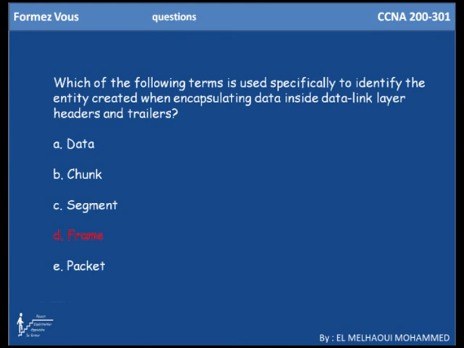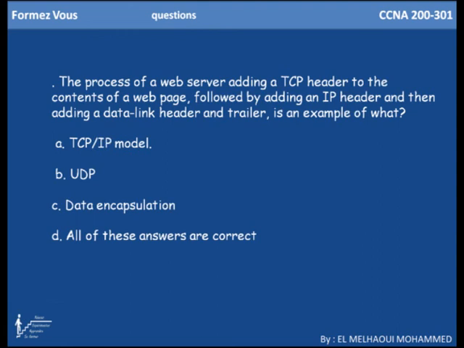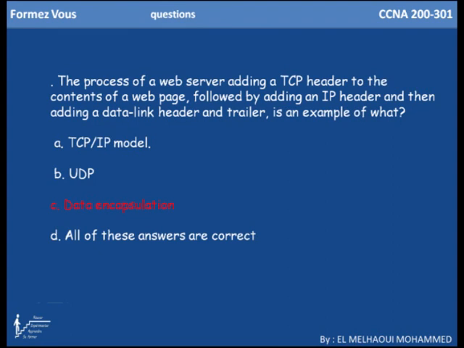Next, question 3, the process of a web server adding a TCP header to the contents of a web page, followed by adding an IP header and then adding a data link header and trailer, is an example of what? I'll give you a few seconds to answer. The correct answer is C, data encapsulation. Because encapsulation refers to the process of putting headers and sometimes trailers, okay?